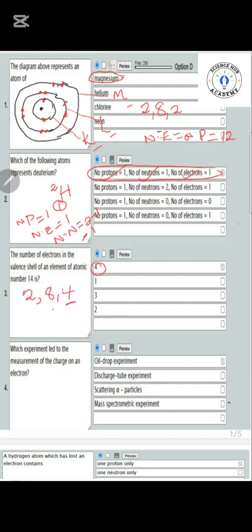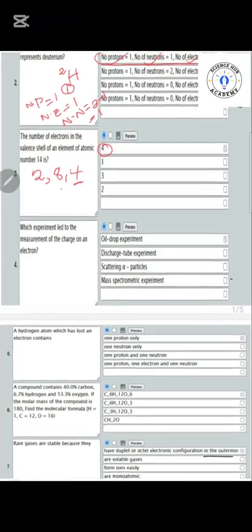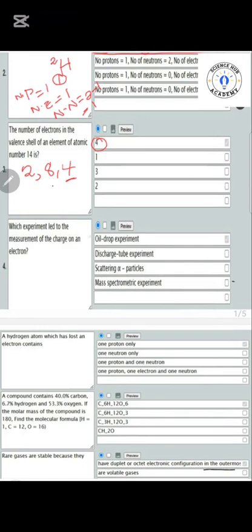So that's this. Then number 4, which scientist led to the measurement of the charge on an electron? Now we have the contribution done by R.A. Millikan. R.A. Millikan was actually the scientist who discovered the charge on the electron using what we call the oil drop experiment. So here is the option. The discharge tube experiment was done by J.J. Thomson, and the alpha particle scattering was done by Rutherford.